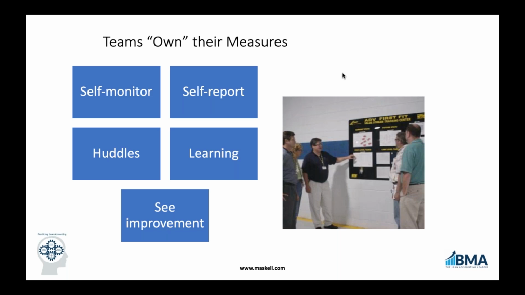I mentioned this earlier about writing the measure on a visual board, and it's their job to report. So lean performance measures, for the most part, are not given to people, saying, here's your measure for today. Now, in some cases with system reports, that might be possible, that may be necessary, but for the most part, self-monitor, self-report.